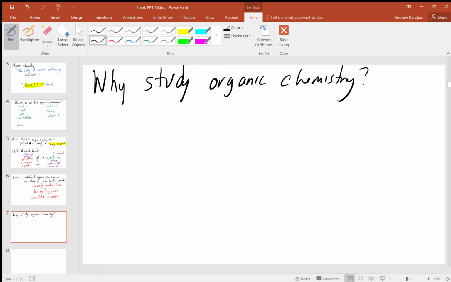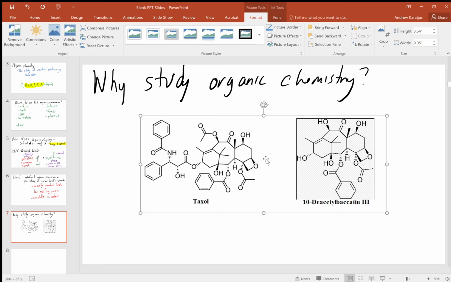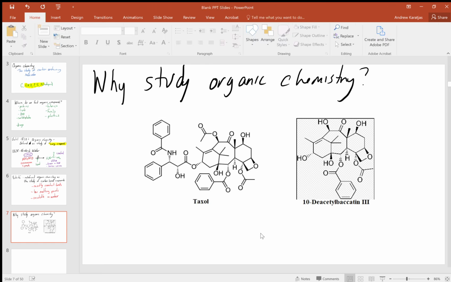So this isn't something that we'll do in a class like this, but one of the main reasons people study organic chemistry is, at least from my perspective, this is what I loved about organic chemistry. If you look at this molecule on the left, Taxol. Taxol was discovered quite some time ago, at least 30 or 40 years ago, and was found to be very, very useful as an anti-cancer drug. There was just one problem.